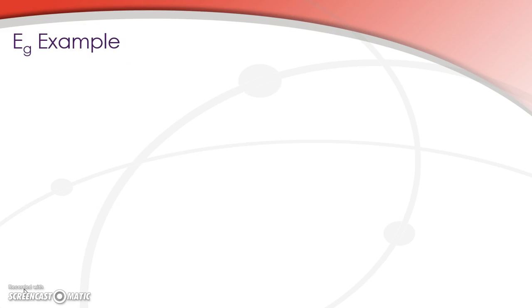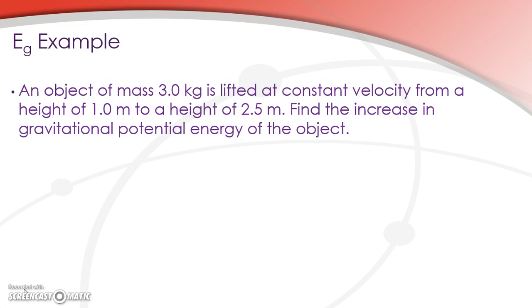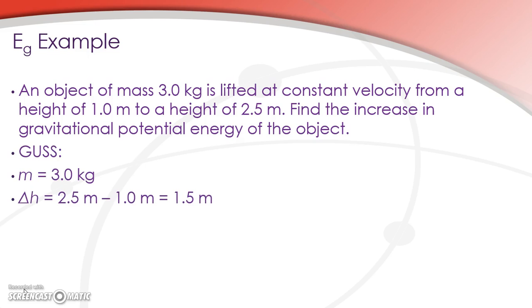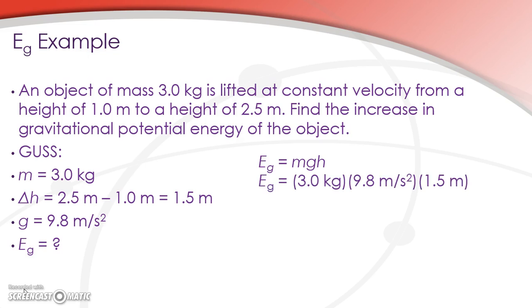So let's take an example. An object of mass 3 kilograms is lifted at constant velocity from a height of 1 meter to a height of 2.5 meters. Let's find the increase in gravitational potential energy of the object. So we're given 3 kilograms and a delta h of 1.5 meters, and our familiar 9.8 straight down, and we're asked to get our gravitational potential energy. So we can simply substitute into mgh and get 44 joules.